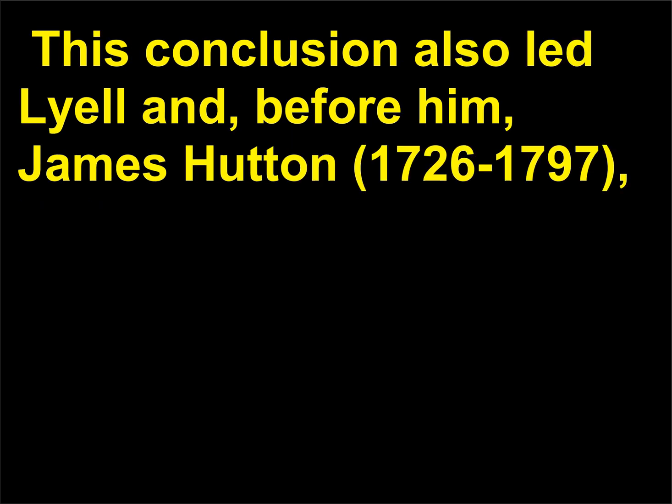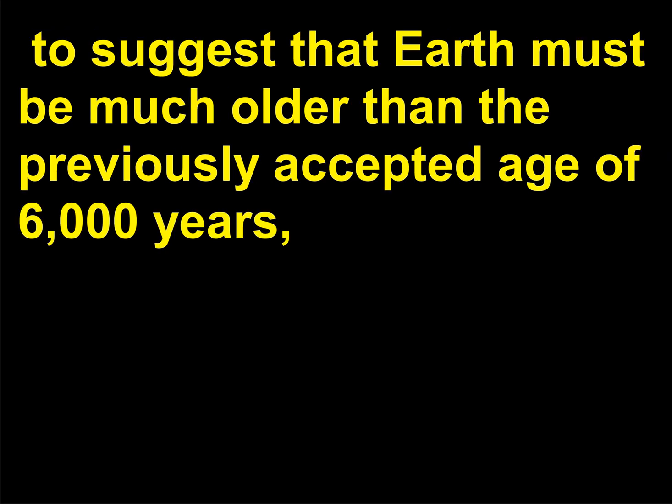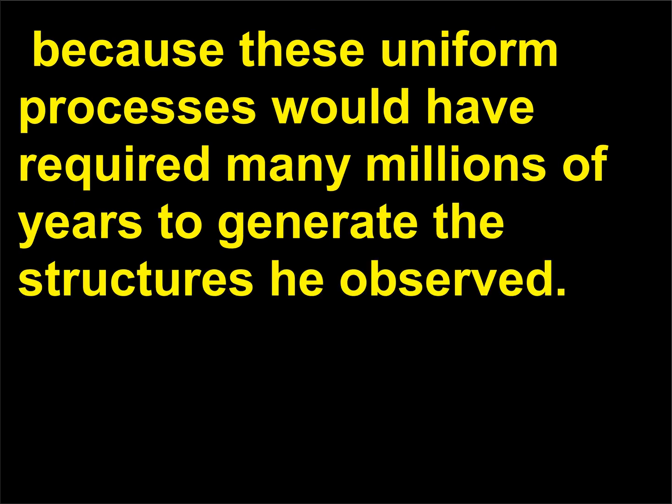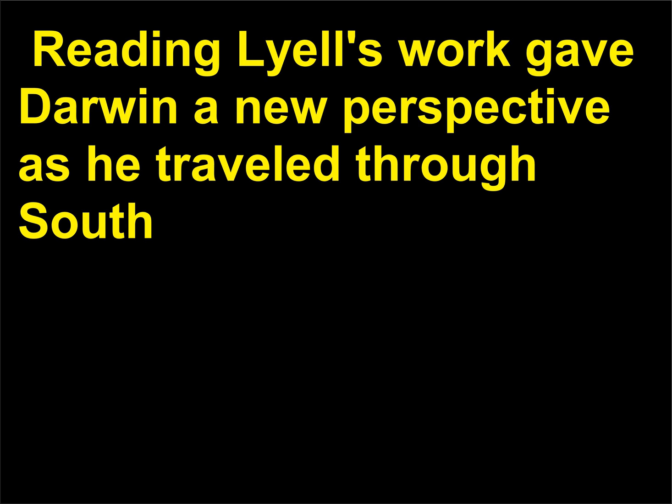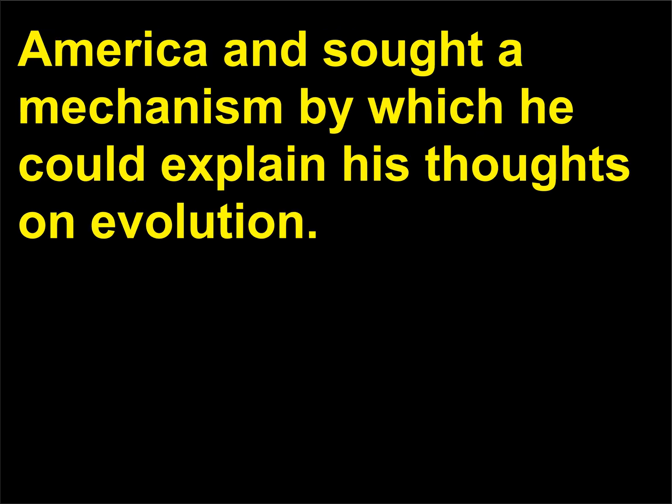This conclusion also led Lyell and, before him, James Hutton, 1726 to 1797, to suggest that Earth must be much older than the previously accepted age of 6,000 years, because these uniform processes would have required many millions of years to generate the structures he observed. Reading Lyell's work gave Darwin a new perspective as he traveled through South America and sought a mechanism by which he could explain his thoughts on evolution.